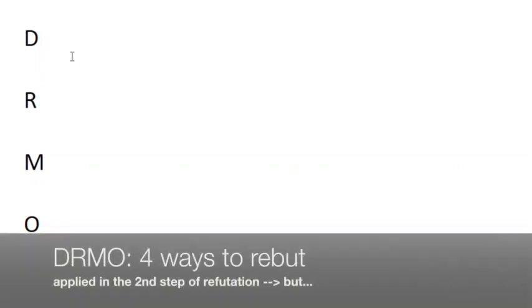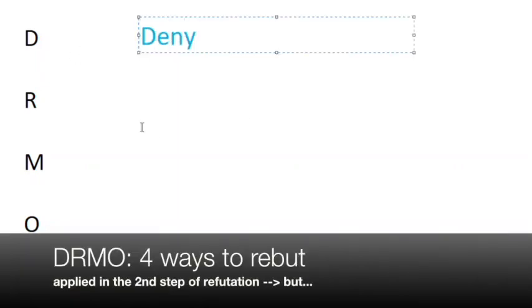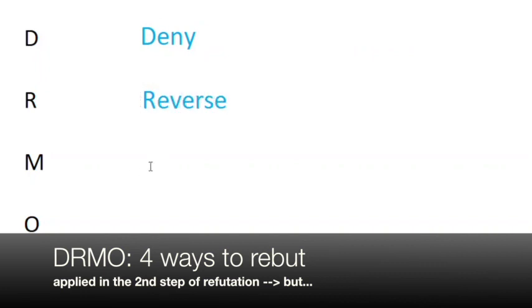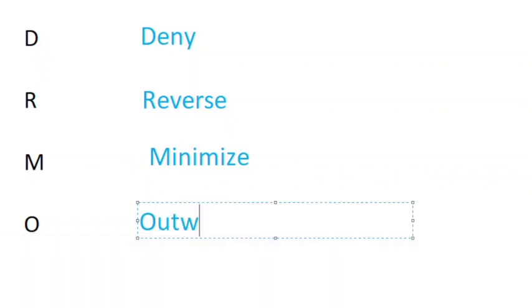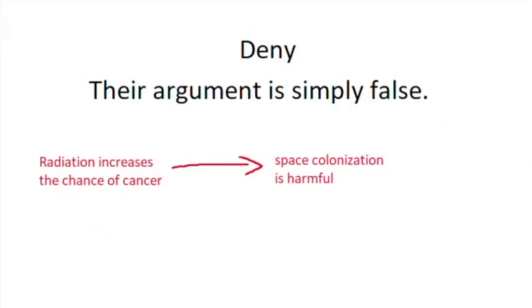There are 4 ways to do this, and they can be abbreviated as DRMO, standing for deny, reverse, minimize, and outweigh. You should always select these strategies based on specific arguments from your opponents rather than blindly favoring one over others. So which one of the 4 you choose will be dependent on which argument you're trying to argue against.